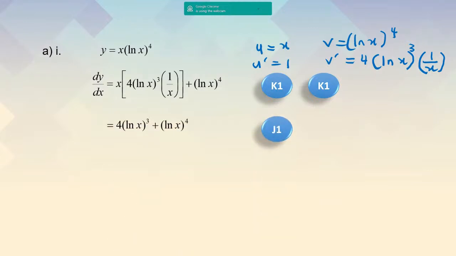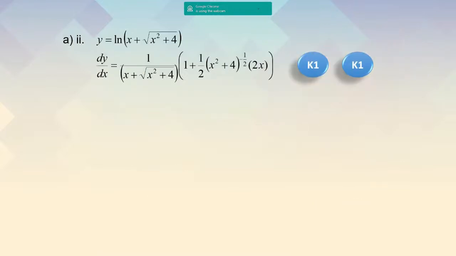Then simplify. So differentiate u, and u prime is 1, and then differentiate v, v prime, then the final answer.